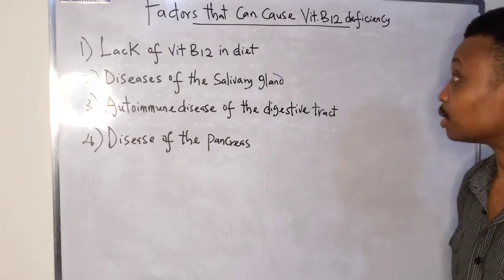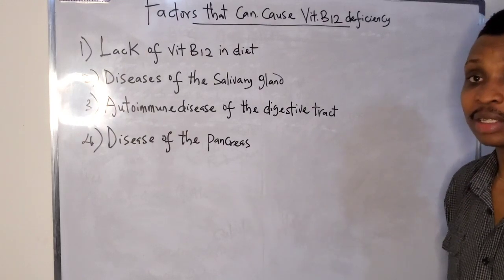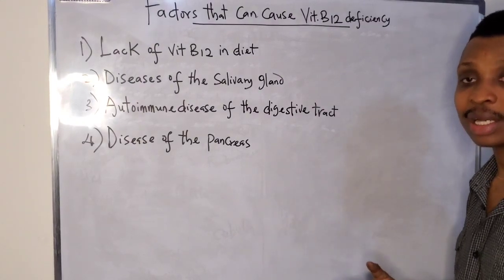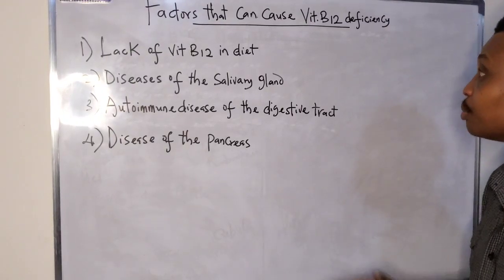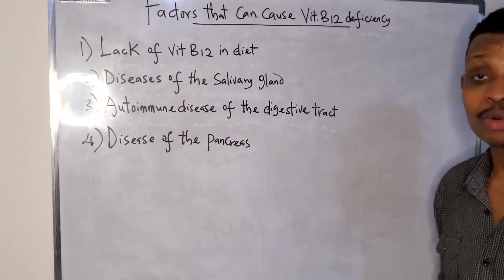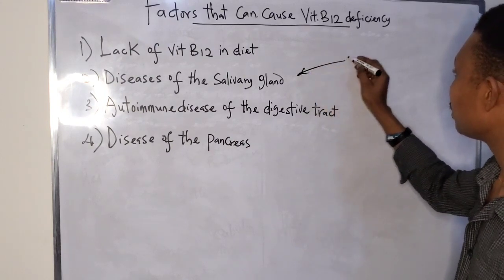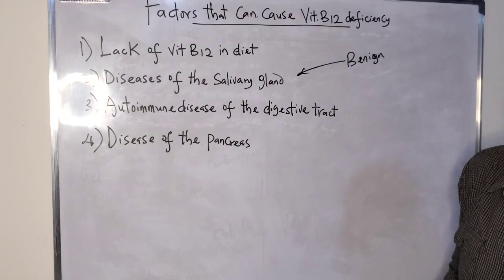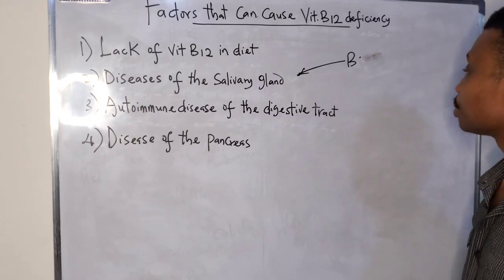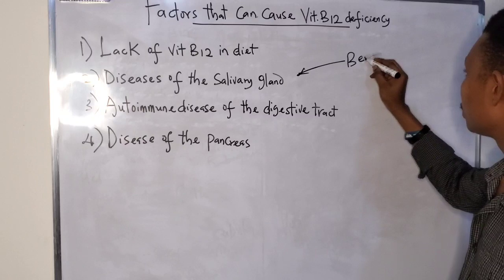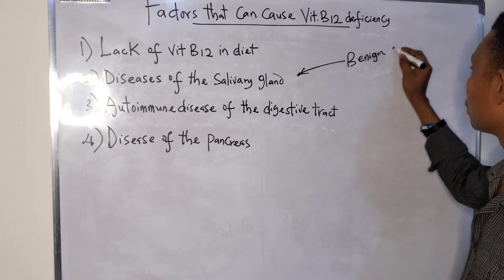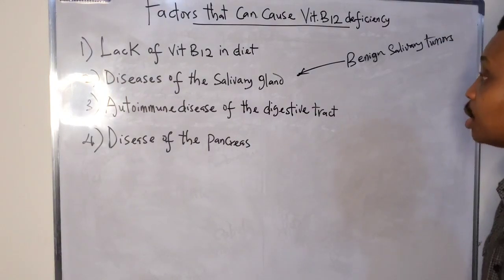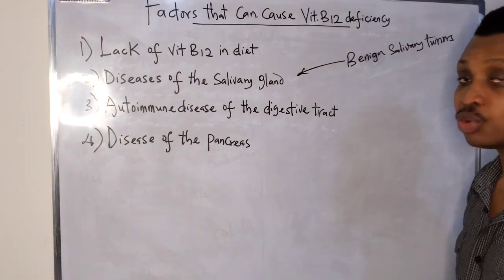So another factor that can cause vitamin B12 deficiency is diseases of the salivary gland. So where there is a disease of the salivary gland that can cause a blockage of the salivary gland such that transcobalamin 1 cannot be secreted into the mouth. Such a condition can bring about a deficiency in vitamin B12. For example, benign salivary tumors, okay? Okay, so this is an example of a disease of the salivary gland that can bring about vitamin B12 deficiency.